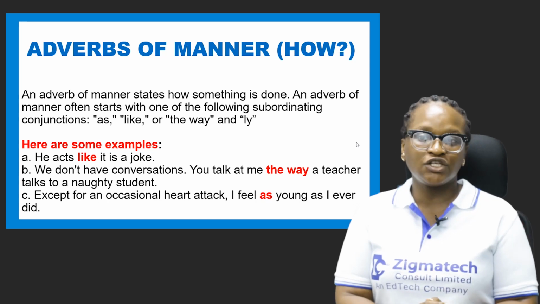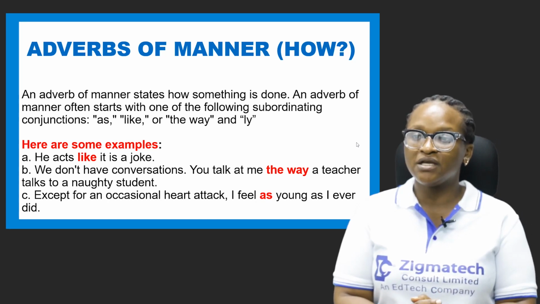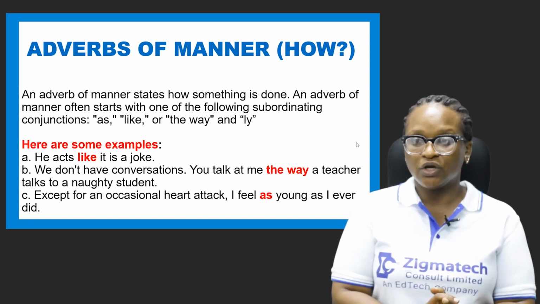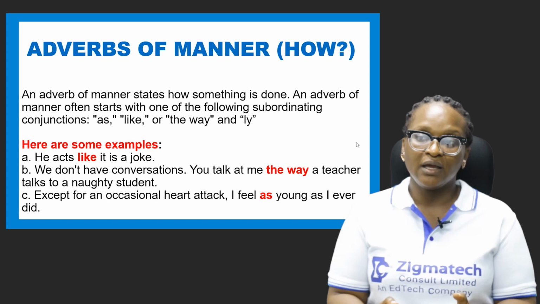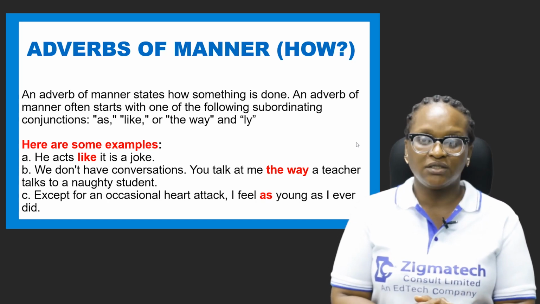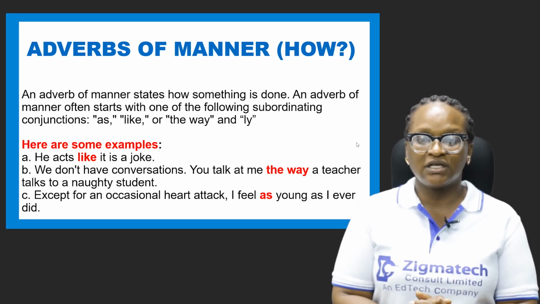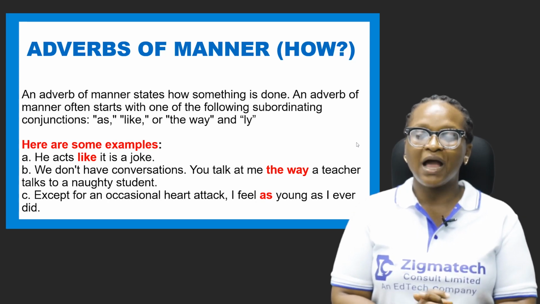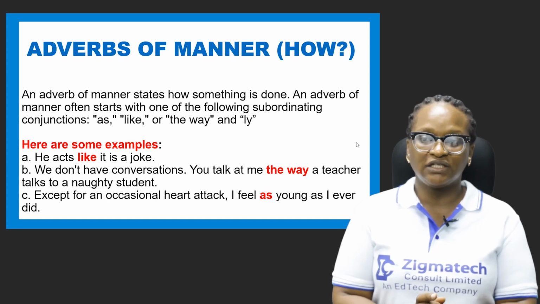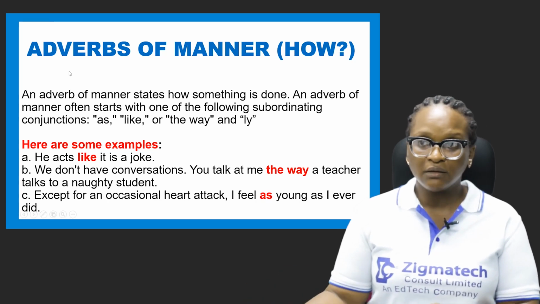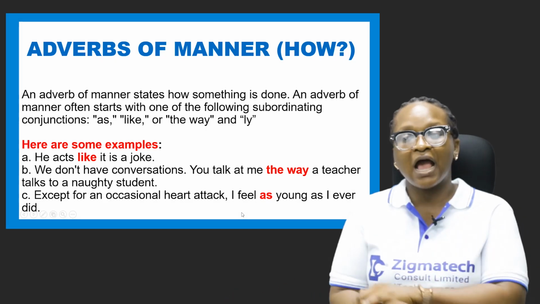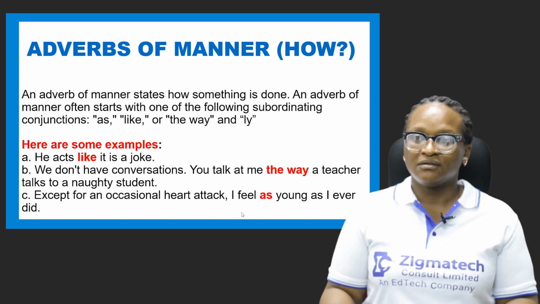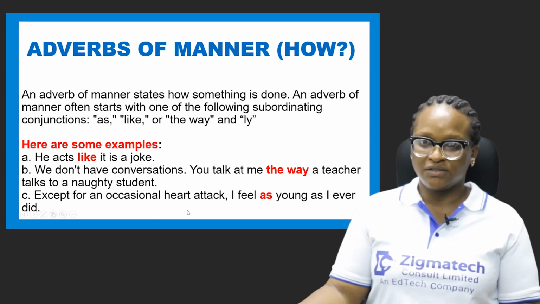We don't have conversations. You talk at me the way a teacher talks to a naughty student. You talk at me how? The way a teacher talks to a naughty student. Then the next example says, except for an occasional heart attack, I feel as young as I ever did. How do you feel? As young as I ever did. So that's adverb of manner. It tells us how, the manner, the way at which something is done.